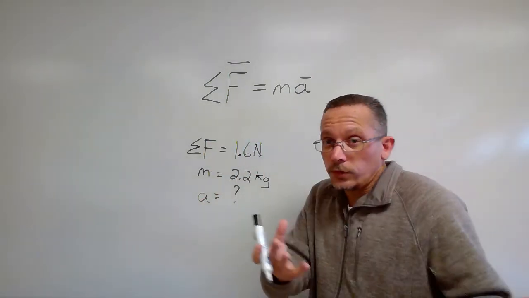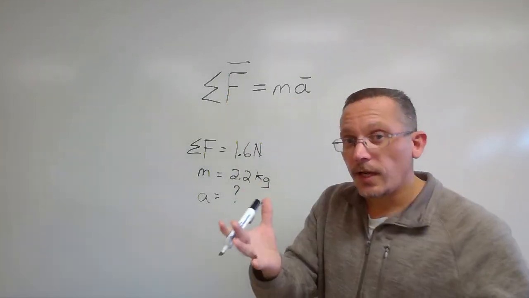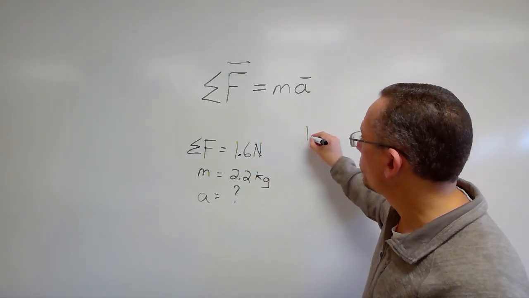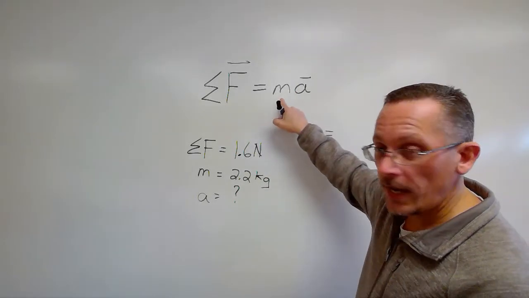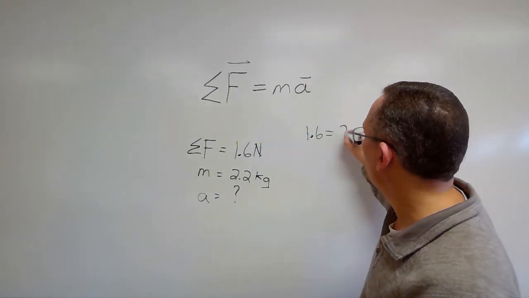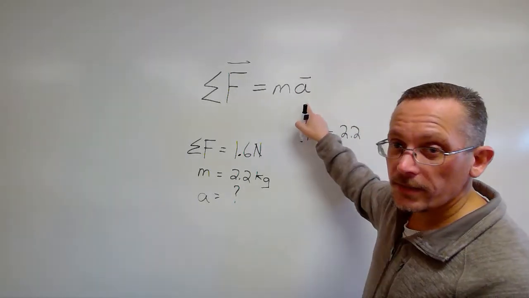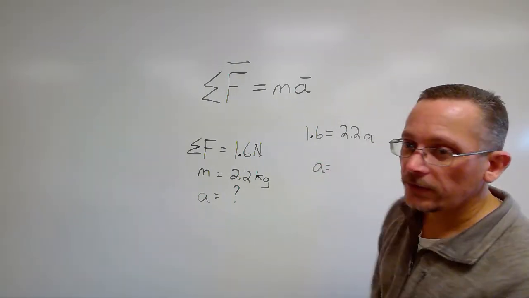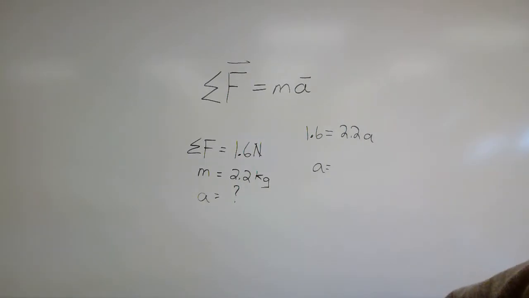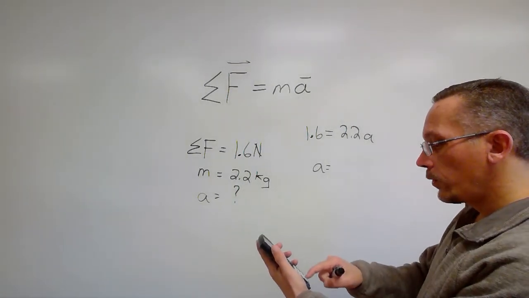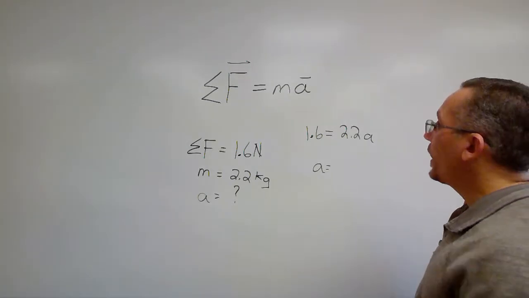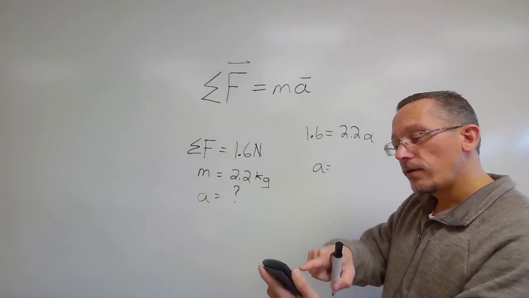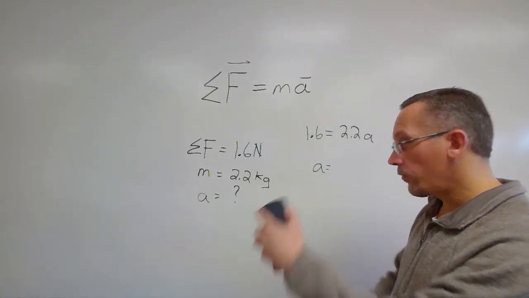Okay, so we'll just put these numbers into the equation and solve, nice and easy. So the net force is 1.6. The mass is 2.2. And the acceleration is what we're looking for here. So we'll just divide and find our answer. I got 1.6 divided by 2.2. I need two significant figures. Both of these numbers had two significant figures. So I've got 0.73.